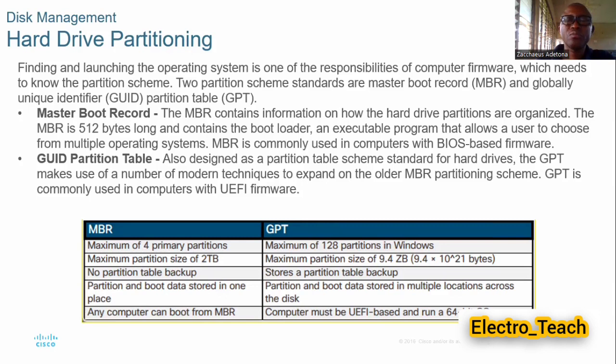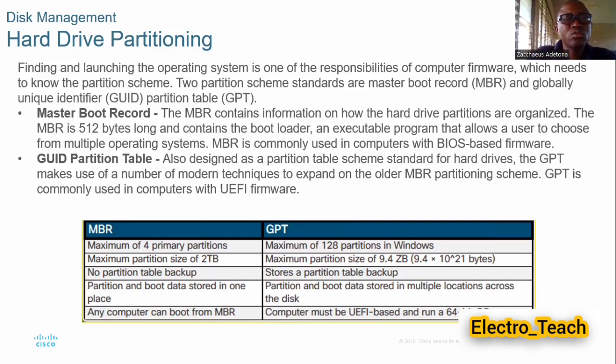To launch the operating system, the computer system is controlled by firmware. That is the BIOS firmware that needs to know the partition scheme. It needs to look at the partition scheme used in the system. And there are two major partition schemes, which are MBR, that is master boot record, and GPT, that is GUID partition table. These are the two methods by which an operating system is set up on the computer.